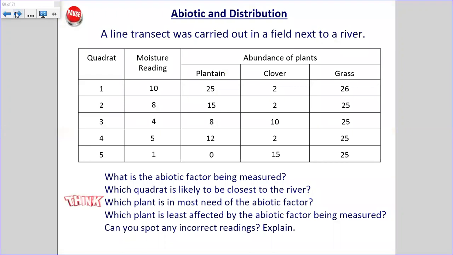So let's pull everything together from this topic. Pause the video. Have a look at the data, have a look at the information, and have a think about the questions at the bottom, and then we'll run through the answers.